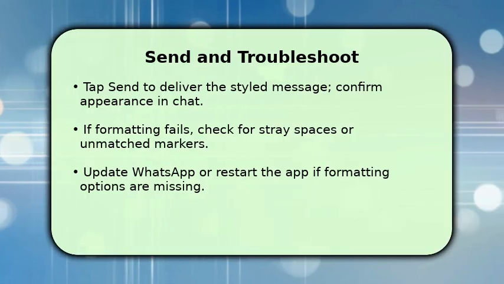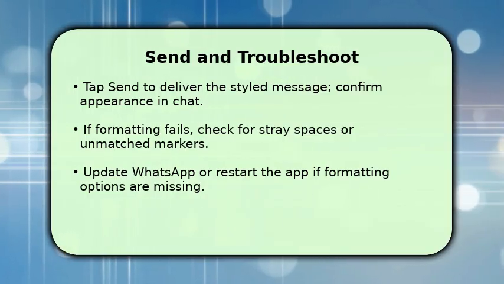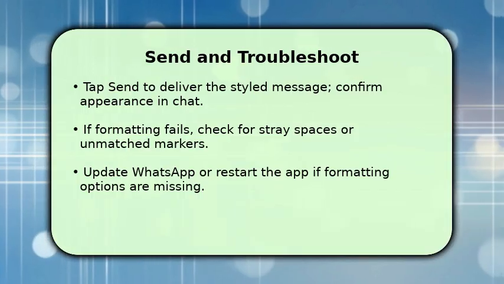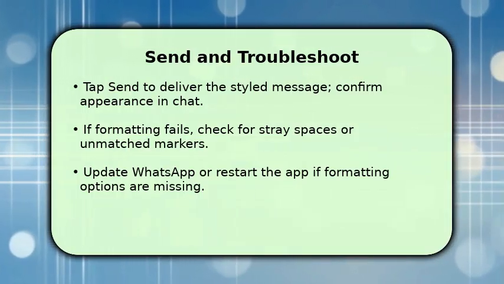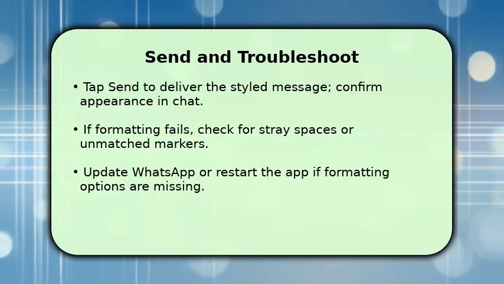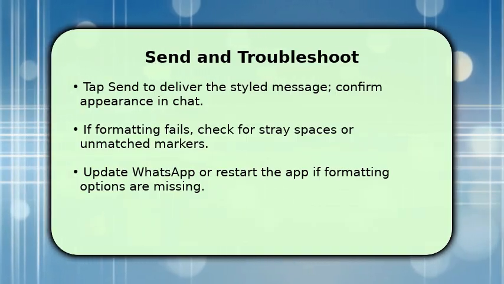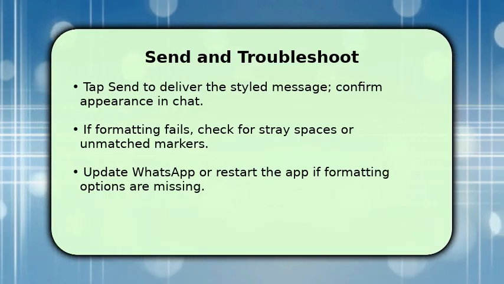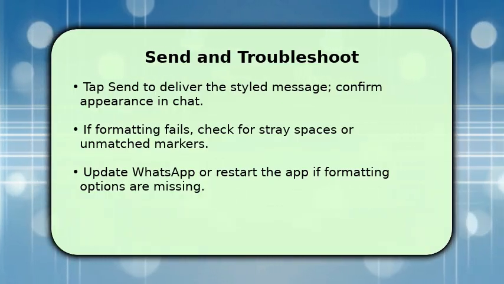If the menu options are missing, make sure your WhatsApp is up to date and restart the app. Device keyboards or third-party input tools can interfere, so try the default keyboard if problems persist. One quick restart often restores the expected formatting behavior.